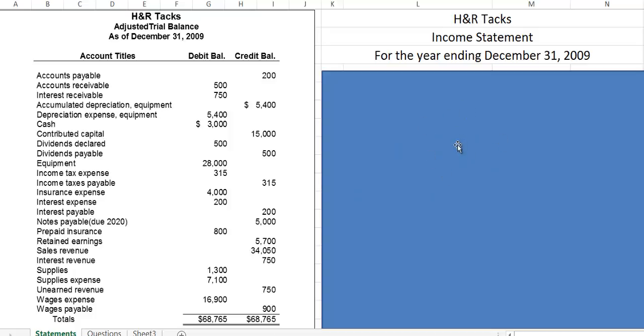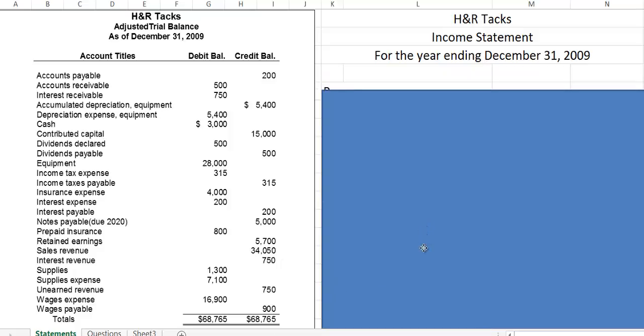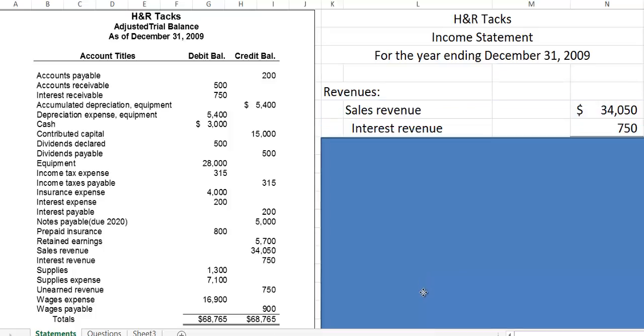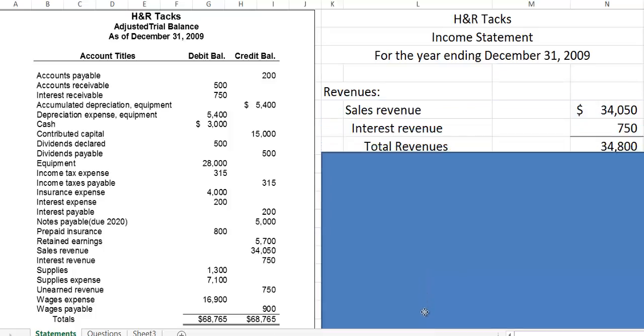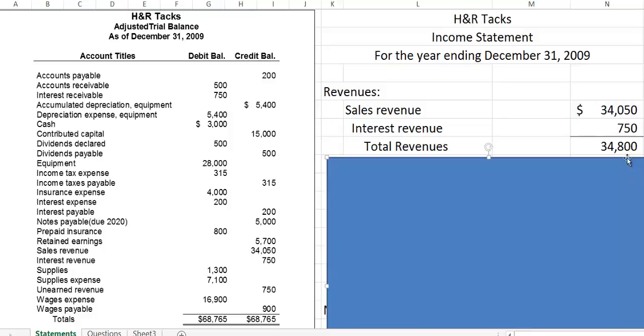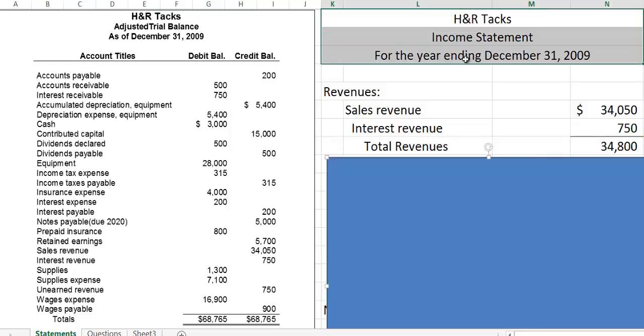So now what you need to do is pick out what items go on the income statement. The first items you should be looking for are revenue items. And you can see we have two here in the adjusted trial balance: sales revenue of $34,050 and interest revenue of $750. So now, if I go in there, I have them in my income statement, and you can see I have total revenues of $34,800.